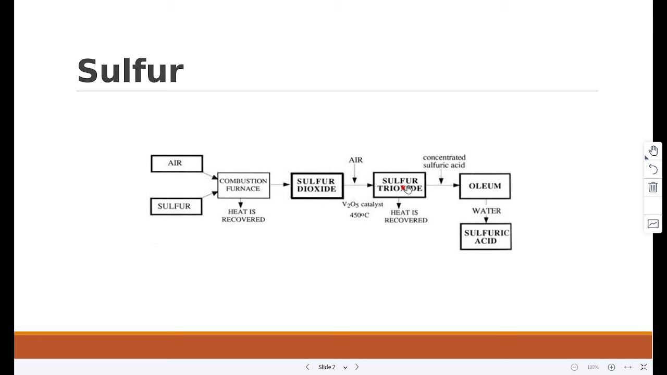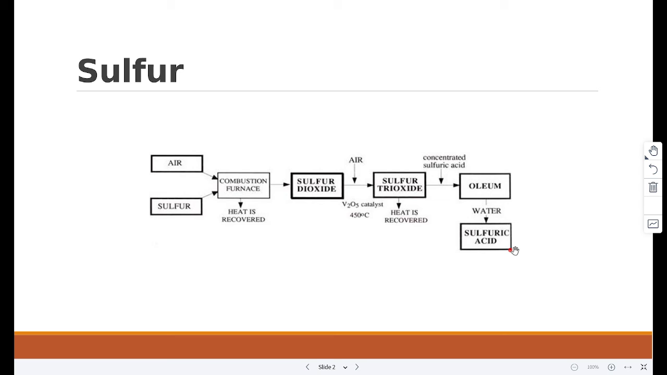So in the third stage, what happens is that the sulfur trioxide is absorbed into a solution of 98% sulfuric acid to produce a thick liquid called oleum. So oleum is added to water to form concentrated sulfuric acid. So this is how sulfuric acid is formed.